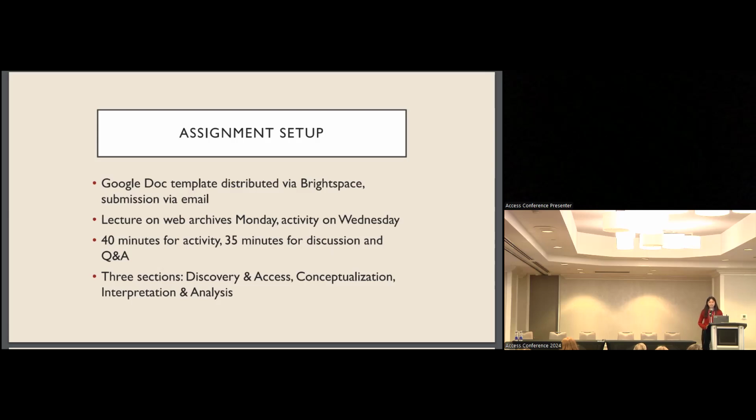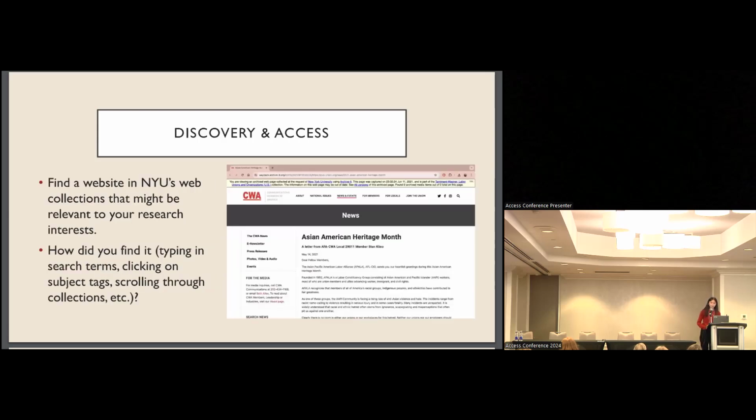There were 3 sections to the assignment, so I'll go through those now. The first was discovery and access. I asked students to browse through NYU's organizational profile on Archive.it and just sort of look around, see what interested them. This is a screenshot of one random website from the labor union's collection.